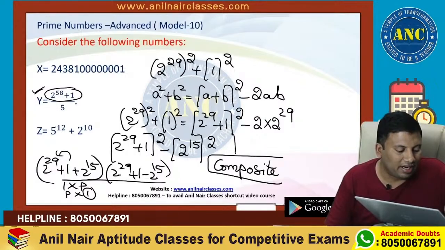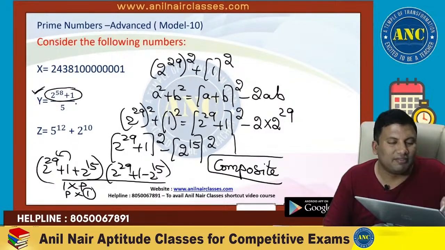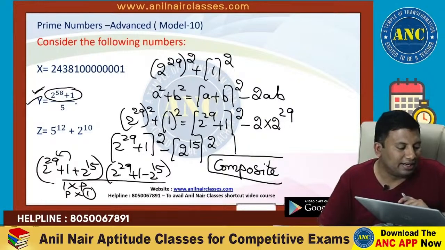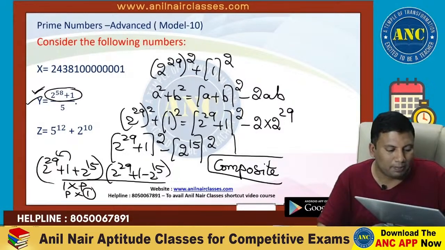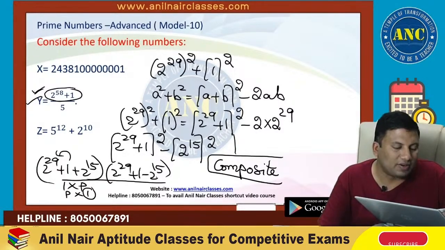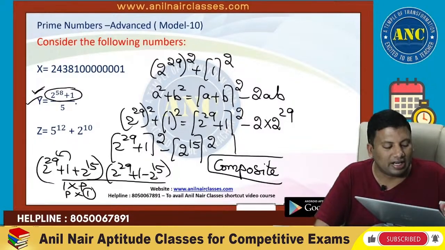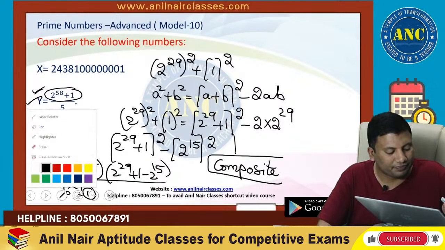Now if you divide by 5, you will get some value. That value cannot be a prime number. I hope the idea is clear. So divide 2 power 29 plus 1 plus 2 power 15 by 5. Use a negative remainder and try to solve.